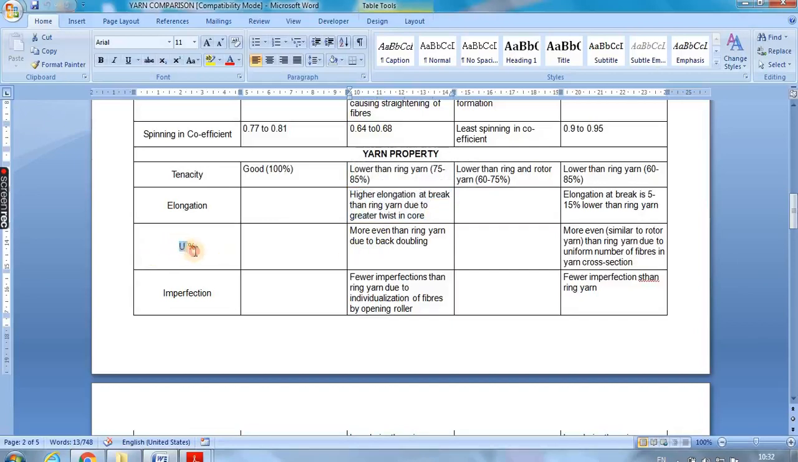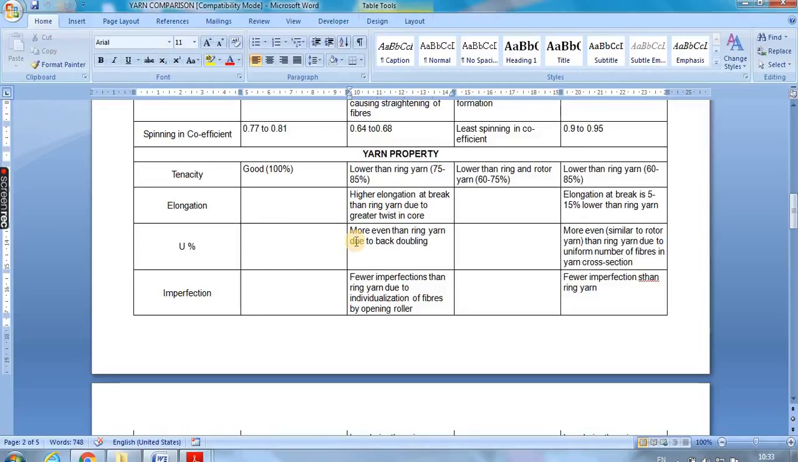The third is the U percentage. U percentage is unevenness, not evenness. U percentage represents unevenness in the yarn. So here you can say the ring yarn is poor, or I can say the rotor yarn is more even compared to the ring yarn.